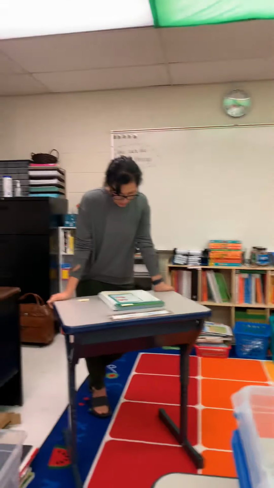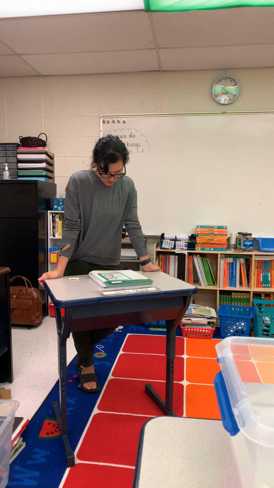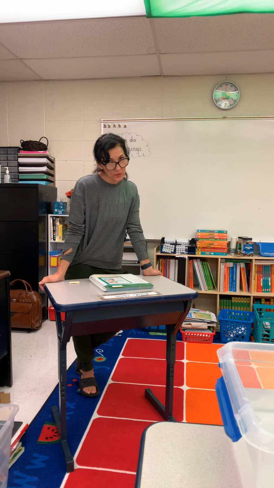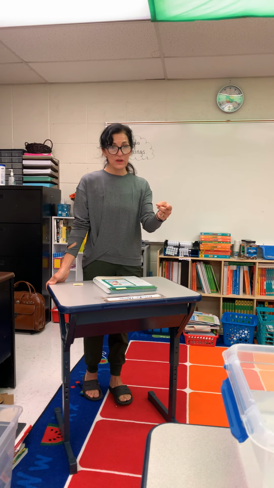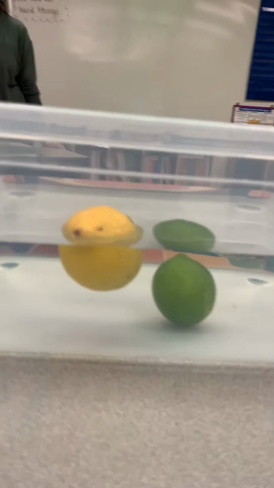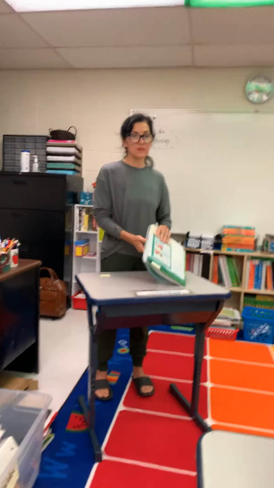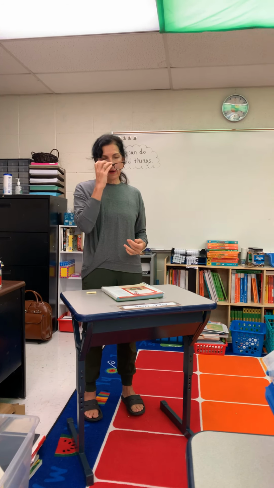Okay, so the next step is reasoning. Reasoning tells us how or why the evidence supports the claim. You can tell why your claim is true or not. You can tell how you know. So my evidence showed that the lemon floats and the lime sinks. This proves my first claim was not true, and my second claim was true, that the lime sunk and the lemon floated.